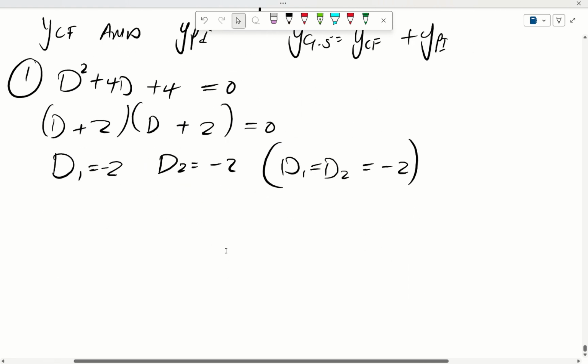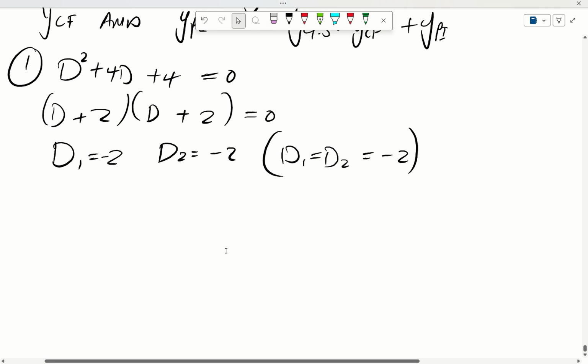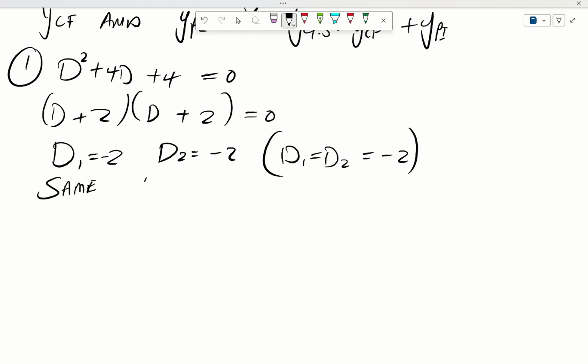There's a rule, guys, that you need to use. Since the factors are the same, I'm going to write here: same factors. The formula that you're going to use for your YCF is as follows. These formulas are standard, guys, and you're not going to get them in your formula sheet. You have to memorize them. I'll take you through the similar factors, complex roots, and also different factors.